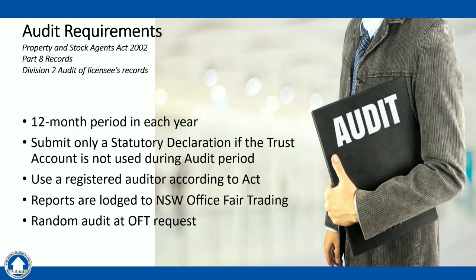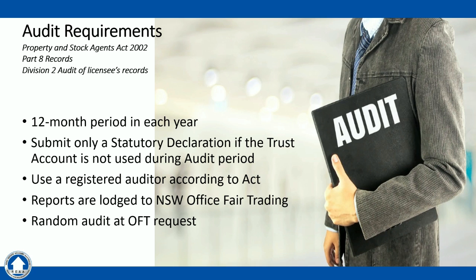The trust account must be audited to make sure that the licensee is using the trust account as it should be used. Audit requirements are specified under the Property and Stock Agents Act 2002 under Part 8 Records, Division 2, Audit of Licensees' Records. The audit period for each year is 12 months and it runs from the beginning to the end of each financial year. If it is the case that you are not using a trust account as part of your day-to-day activity in real estate, you don't need to have a trust account.